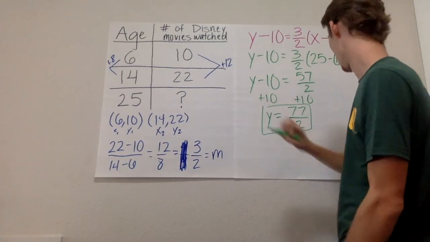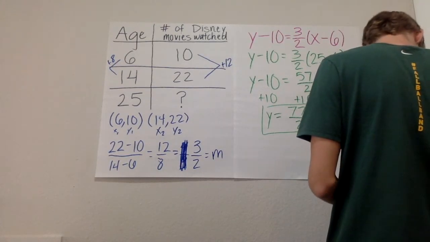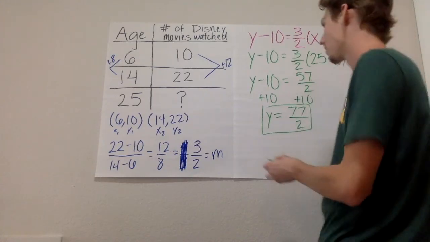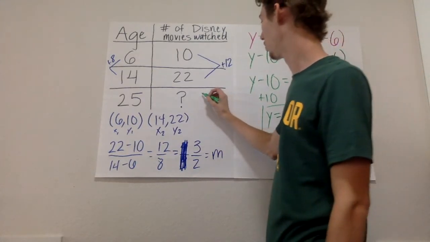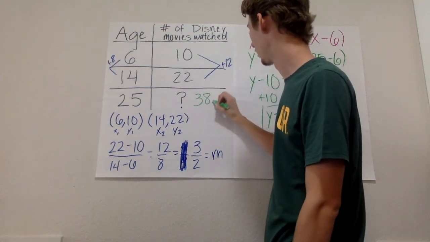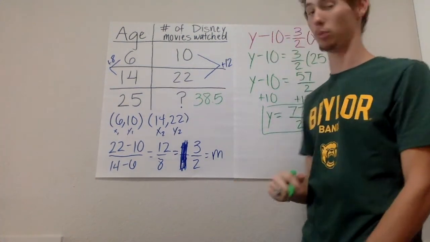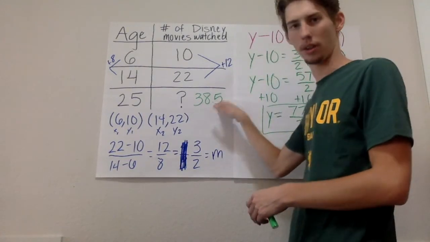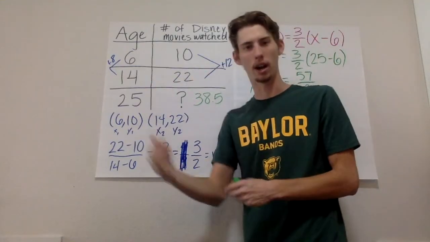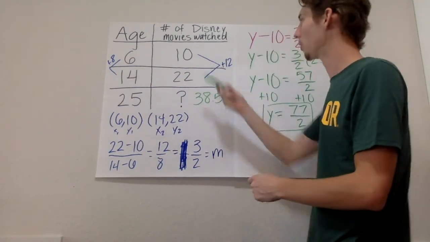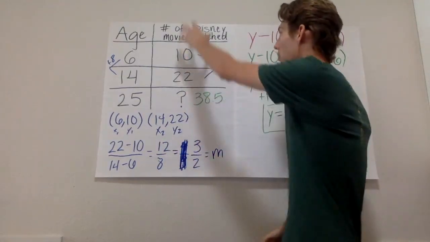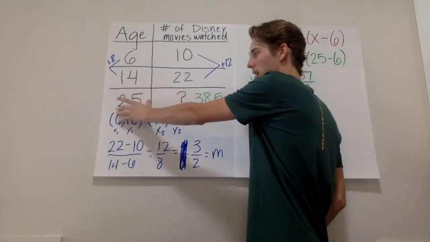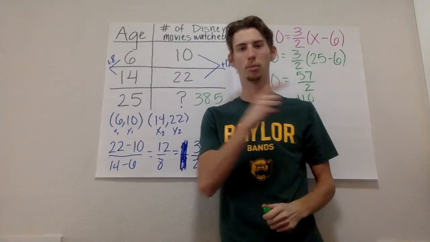So if we approximate that, it's going to be 38.5 Disney movies watched. Now, hopefully I'll finish the other half of that Disney movie and get to 39. But this is how, from a table of values, you can predict the y value from a given x value using point-slope form.